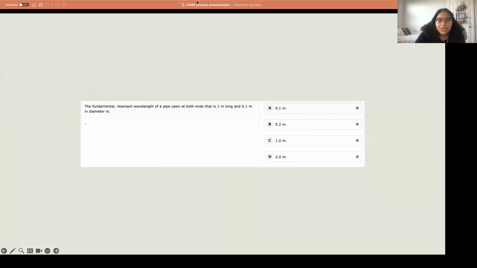Okay, question about waves. So the first harmonic is also sometimes called the fundamental wavelength. Fundamental is just the baseline.